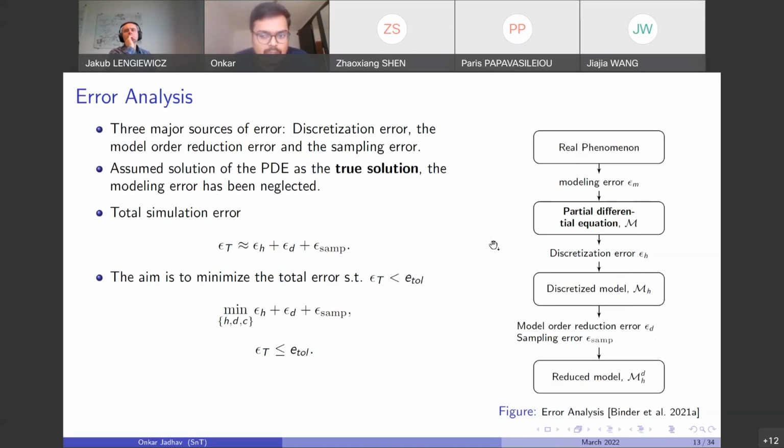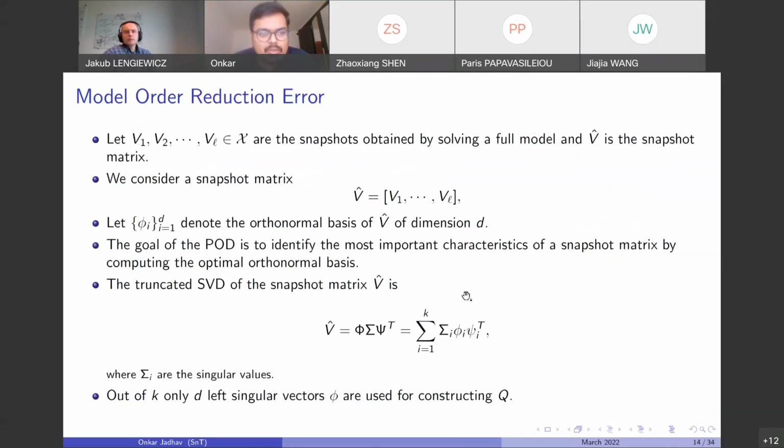Today, I'm not going to talk about the discretization error, but let's talk about the model order reduction error and the sampling error in a bit more detail. As I said earlier, I have used a projection-based technique called proper orthogonal decomposition, which demands that we compute a truncated singular value decomposition of our snapshot matrix. In order to generate a reduced order basis, we select only D left singular vectors out of K left singular vectors. Now, these neglected K minus D left singular vectors lead to the projection error.